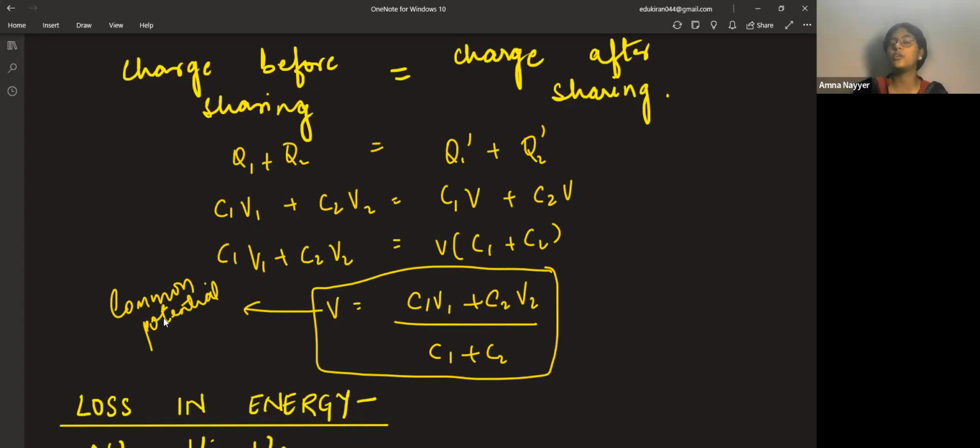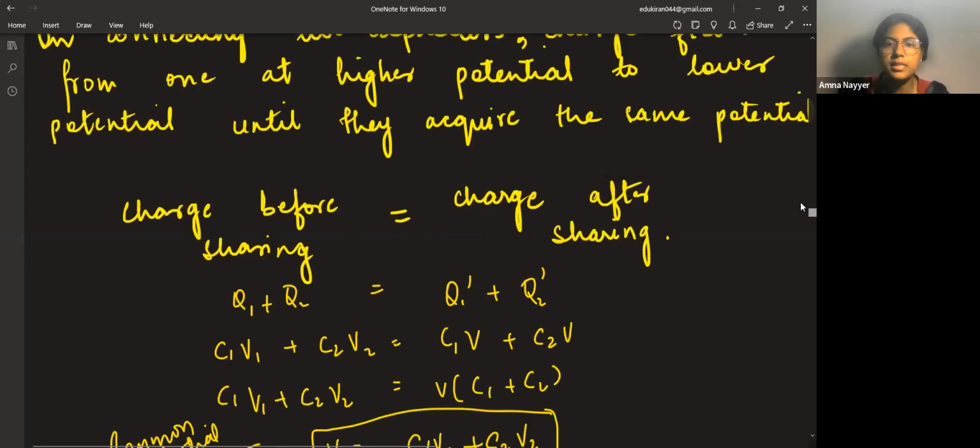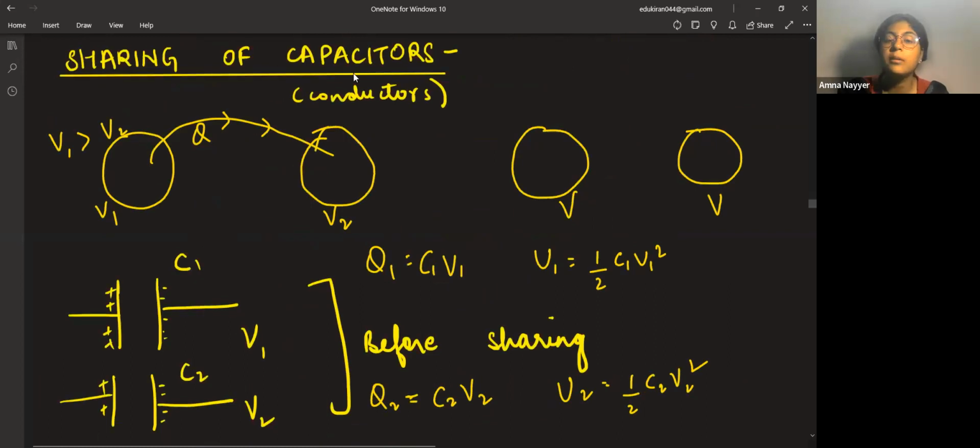This is the formula of common potential, which you have to remember and learn. Loss of energy we'll do; first write it down, then we'll see loss of energy. But remember this one concept, I'm repeating it the last time. Two conductors, two capacitors are there. Charges will flow from the higher one to the lower one until their potential becomes the same. Once the same potential is achieved, the charging stops. Write it down. Any doubts you have, text me. I'm here.